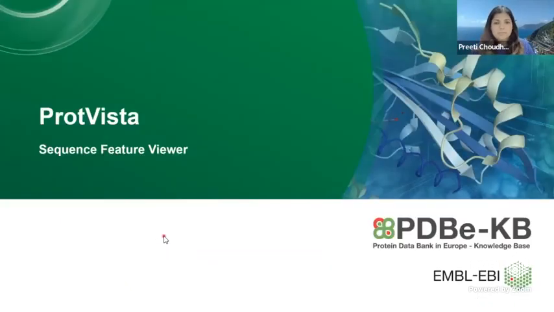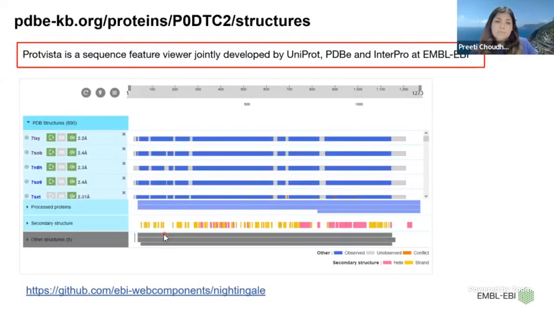Now, let's talk about ProtVista, a component which is heavily used throughout the PDBe KB aggregated views. ProtVista is essentially a sequence feature viewer, which was jointly developed by UniProt, PDBe, and InterPro at EMBL-EBI. And this is freely available for anyone to use on GitHub at this link.